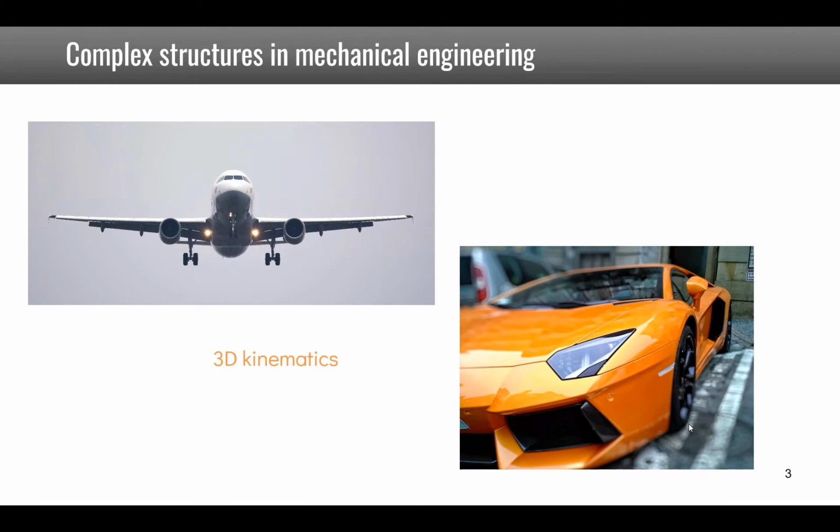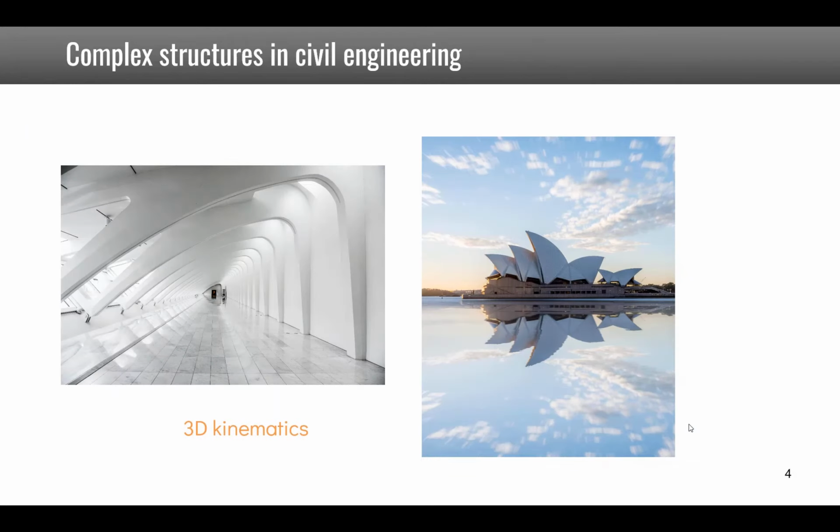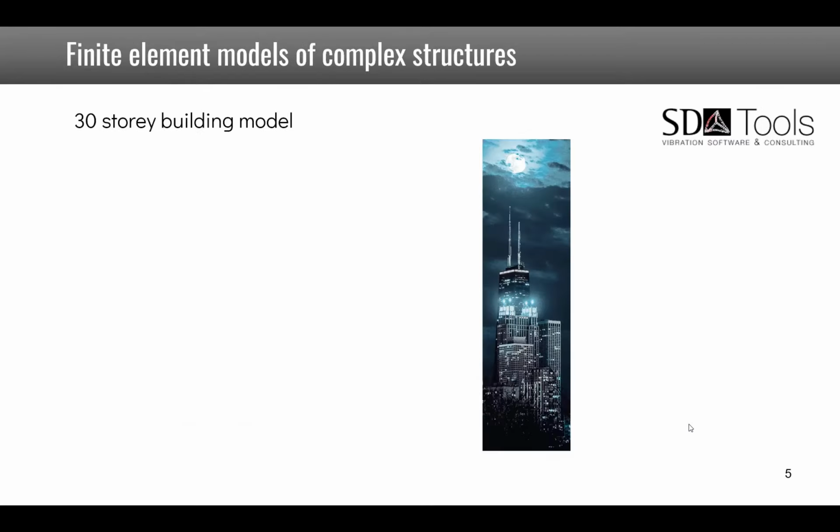Now, in most engineering applications, you cannot simplify a structure to a mass spring system or to a simple beam or bar. This is the case for aircrafts and cars, and also for curved structures in civil engineering where you need to use 3D kinematics. So what you can do in that case is to model the structure with finite elements.